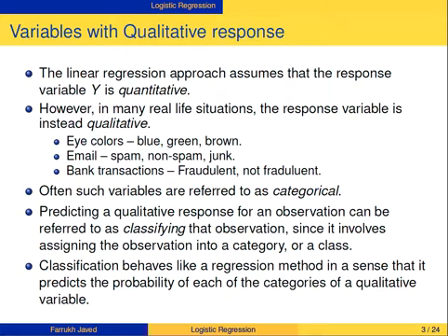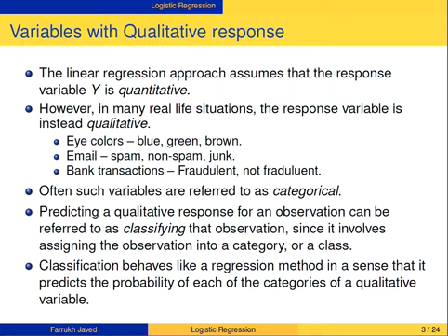For instance, eye color. It can be blue, green, brown. Emails can be classified as a spam email, non-spam email, junk email, for instance. Bank transactions, for instance, can be fraudulent or not fraudulent. So all these three variables are qualitative in nature, right? Often such variables are referred to as categorical variables because they are defined in terms of categories.